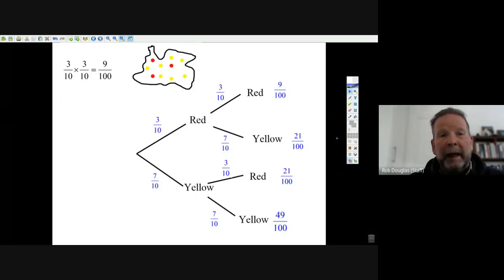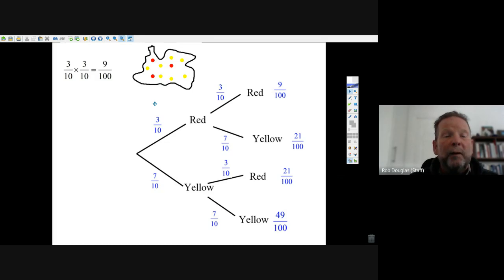Okay, we're going to look at tree diagrams and how we can use them to solve all sorts of problems. Say we had this problem. We've got a bag of marbles with 3 red marbles and 1, 2, 3, 4, 5, 6, 7 yellow marbles in the bag. And we reach into the bag.